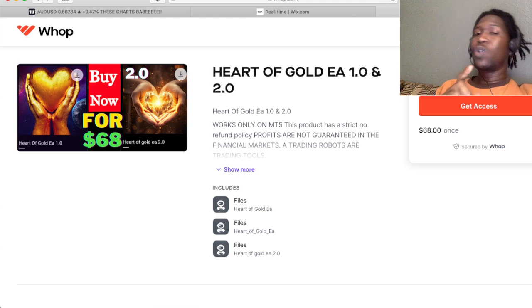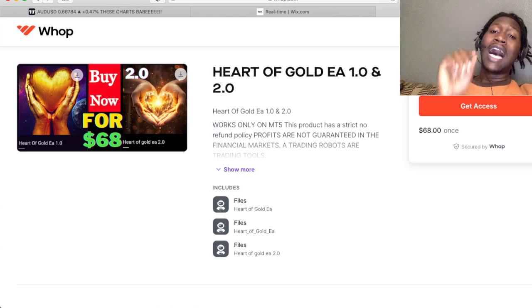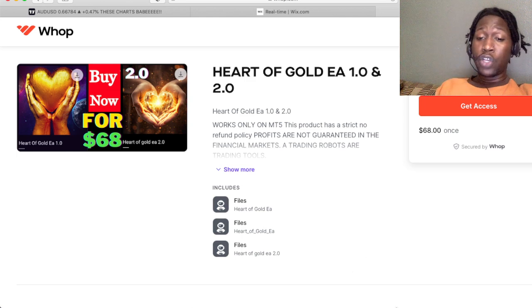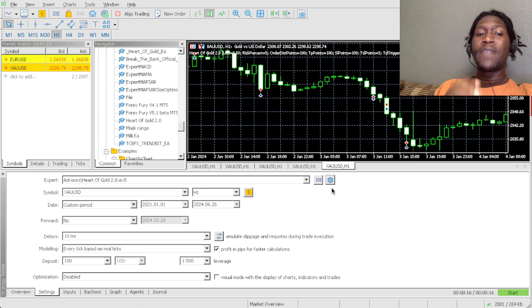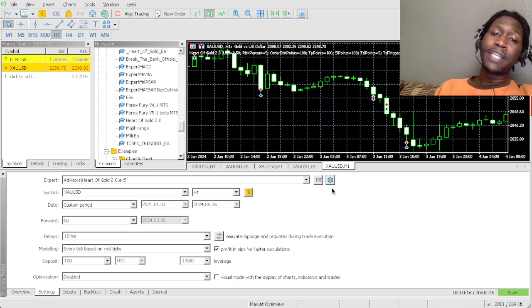So let me show you guys how you could actually use the Heart of Gold EA to trade your small $100 account. So right here we have the Heart of Gold EA, and we're going to be doing a $100 back test, but we're going to be back testing based on every tick, based on real tick data.